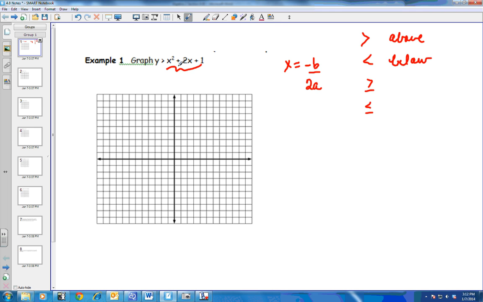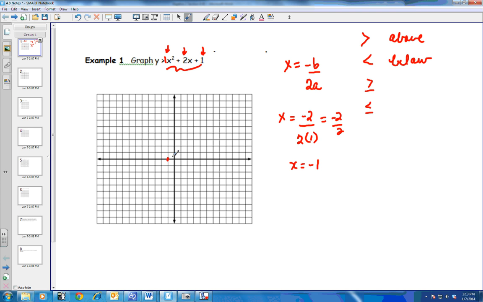Okay, so the very first thing we're going to do is find the x value of our vertex, because that's going to give us a good starting point. So it's negative b over 2a, and in today's assignment, all of our equations will be in standard form. So remember, this is my a value, b value, c value. So x is equal to negative b, so that's negative 2 over 2 times a, and my a value is 1. So that's negative 2 over 2. So x equals negative 1.